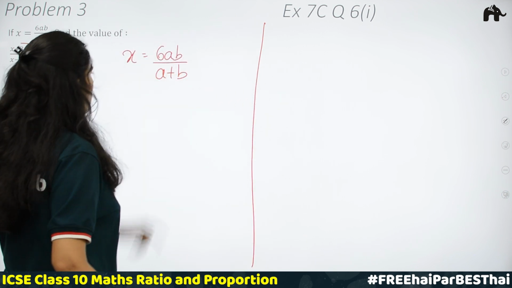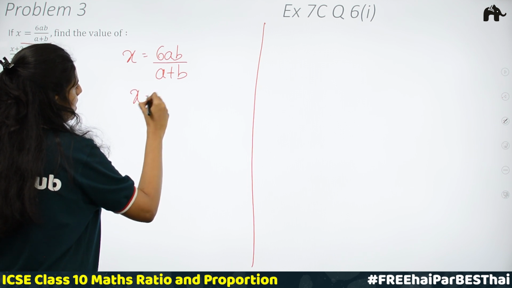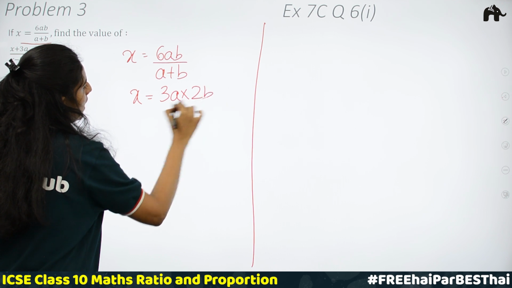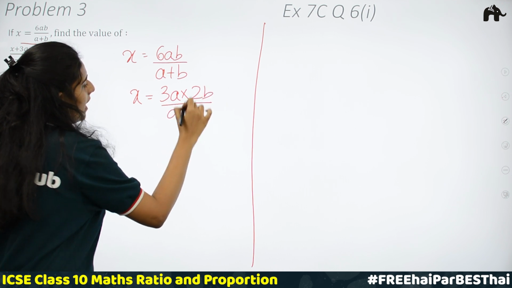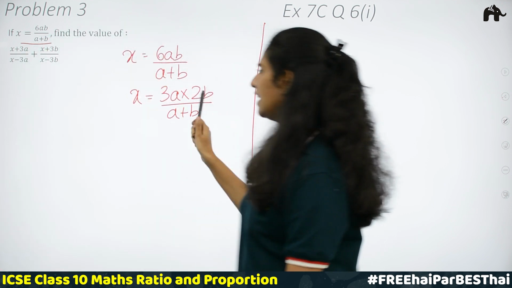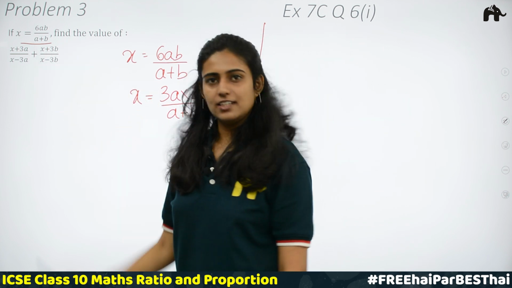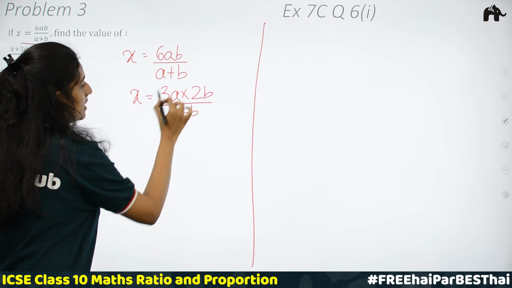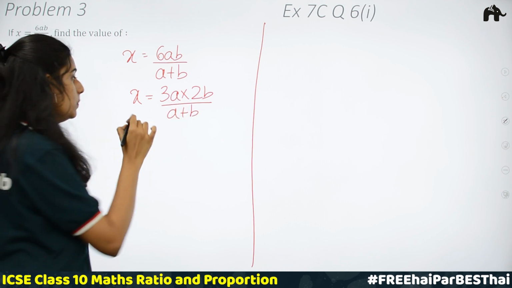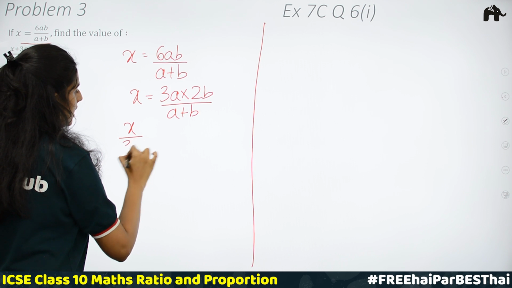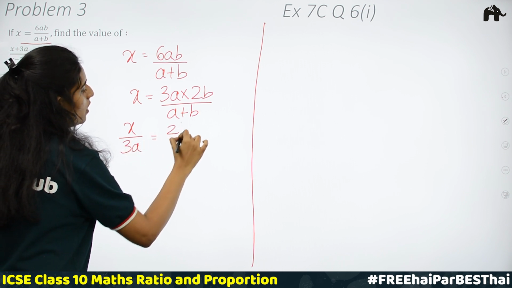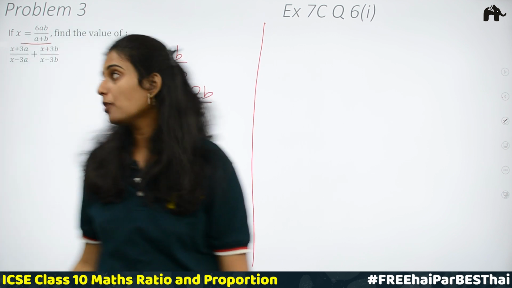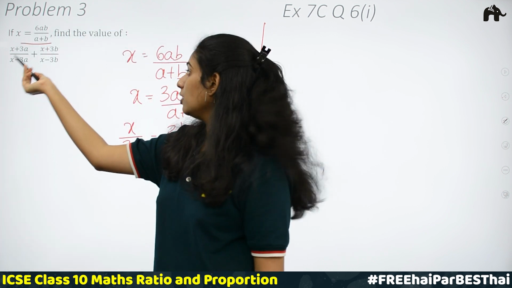This 6ab can be written as x is equal to 3a into 2b divided by (a plus b). Why have I done this? I need 3a, right? To get this, I need 3a. For this purpose, I have written this like this. So, I am taking this 3a to the denominator on the opposite side. x by 3a will be equal to 2b divided by (a plus b). Now, I can apply the componendo and dividendo property.